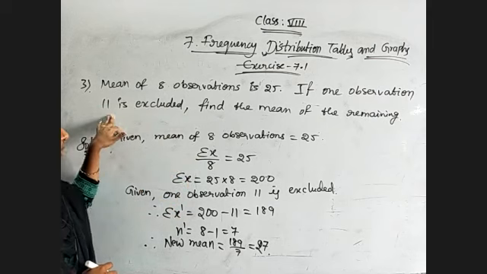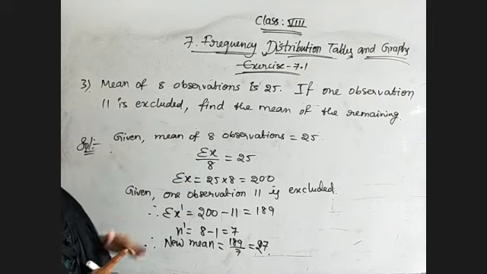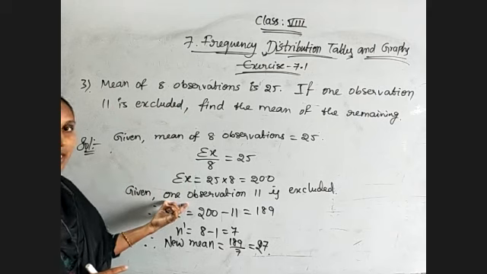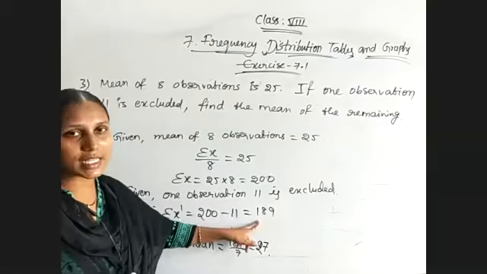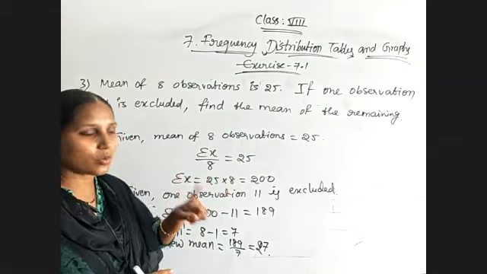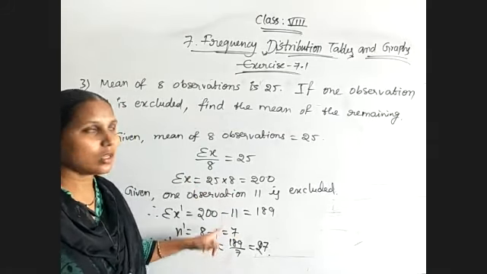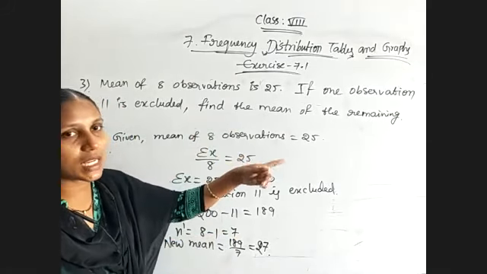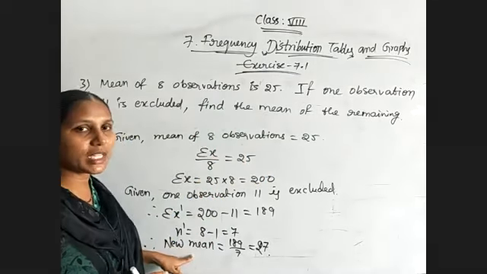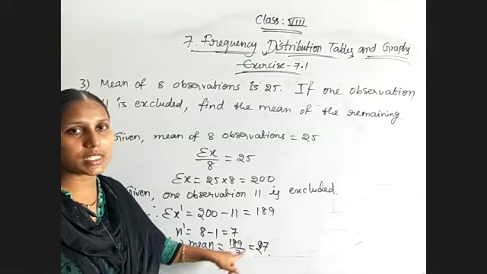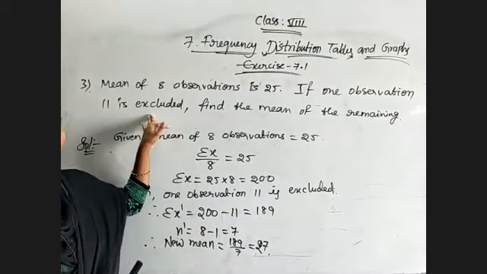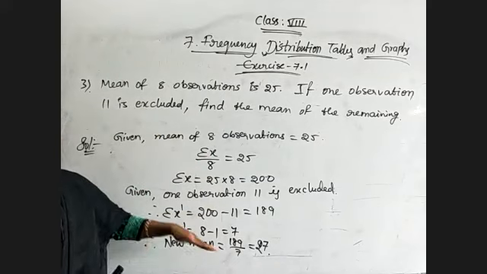So when it is removed, the sum also will change and the number of observations also will change. So what is the new sum when you are removing 11? Then we will get 189, the new sum. And one observation was removed, so the new number of observations will become 7. They are asking for the mean of the remaining observations, which are 7 observations. So the new mean is 189 by 7, which is equal to 27. If they say included, in that case we need to go for addition.